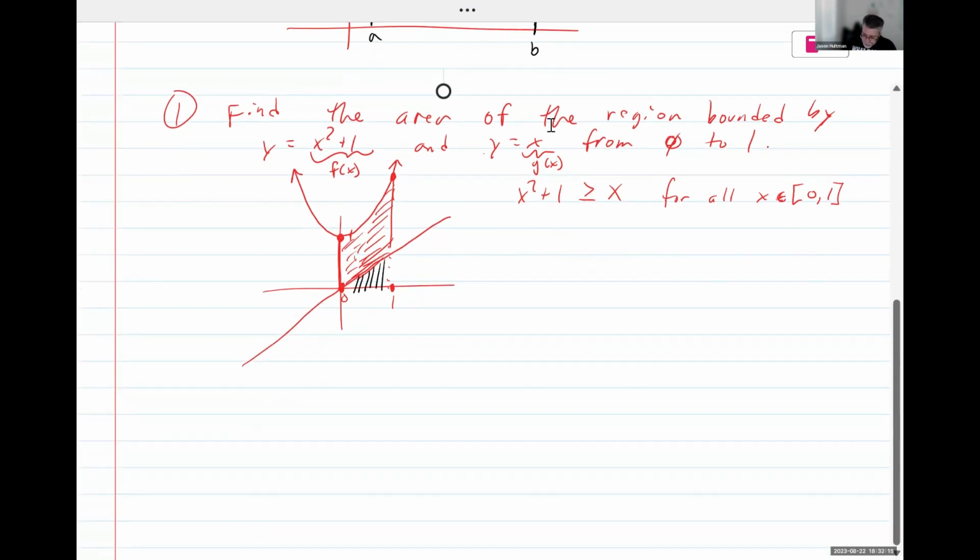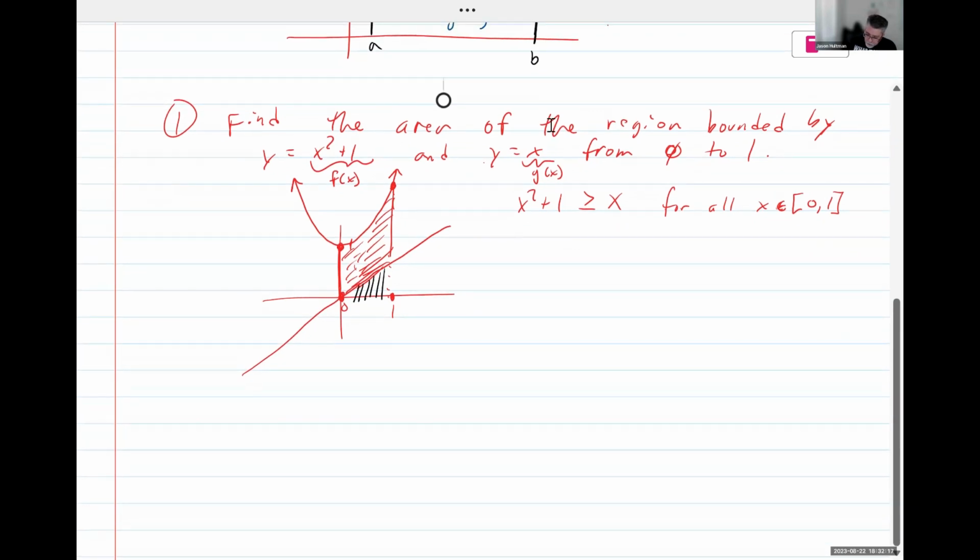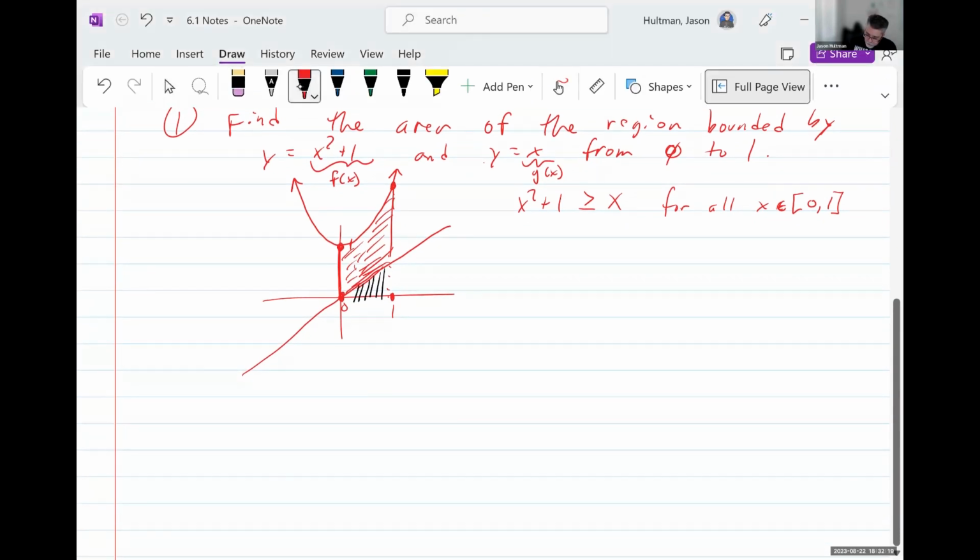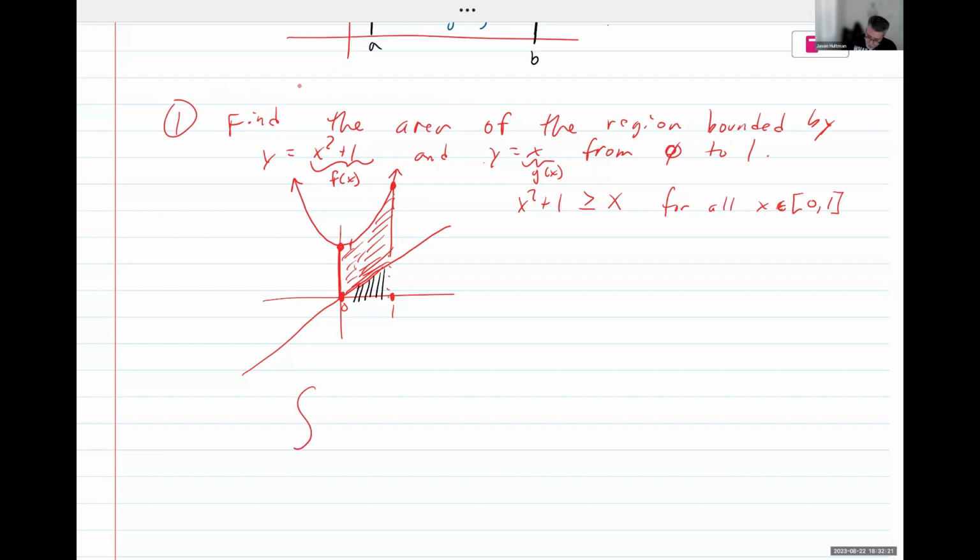Okay, so that's the big idea. So let's go ahead and do the math. Okay, the area is equal to the integral from 0 to 1 of f of x minus g of x, or x squared plus 1 minus x dx.